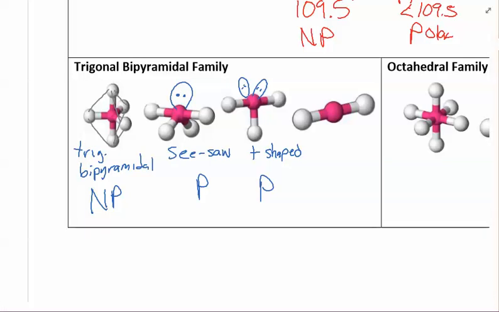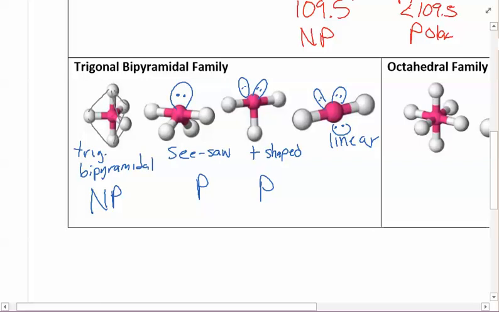And last but not least, we have another linear. The linear, we did an example like this. It has three areas. You'll notice here, and this is polar. Oh, nonpolar. This is nonpolar. The linear shape again is nonpolar.